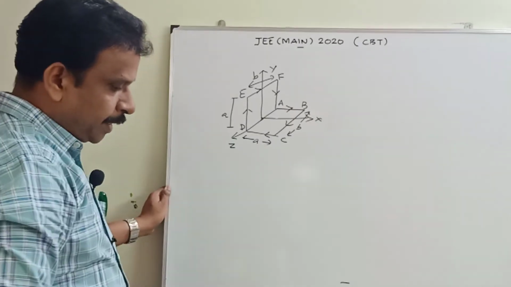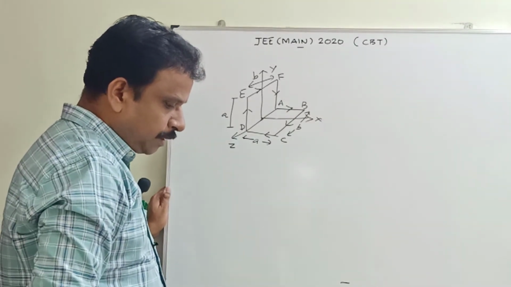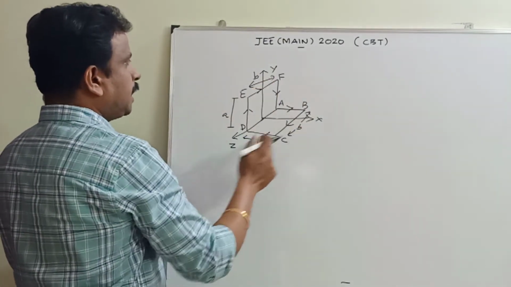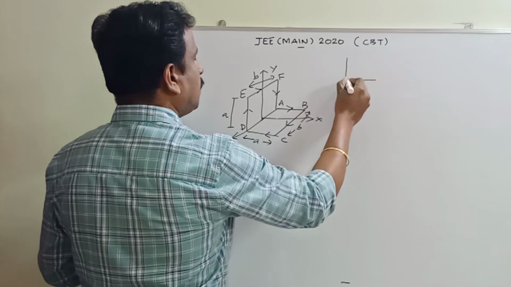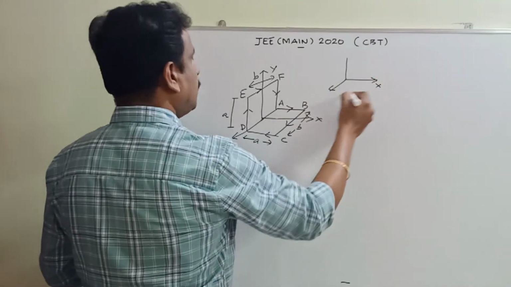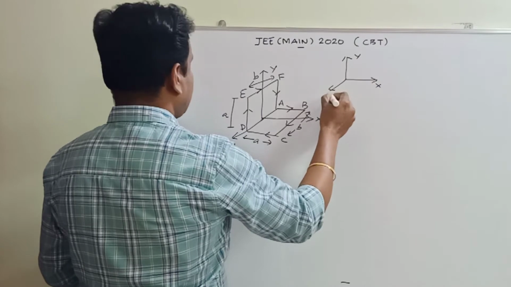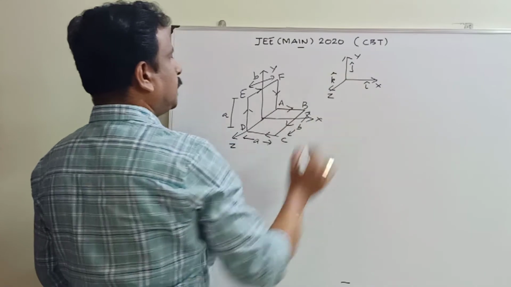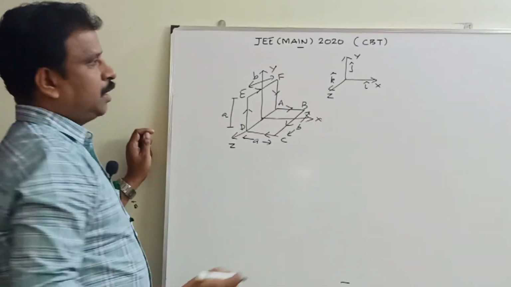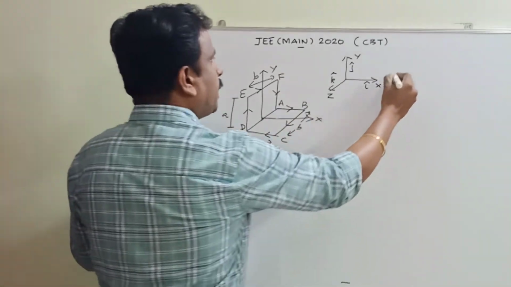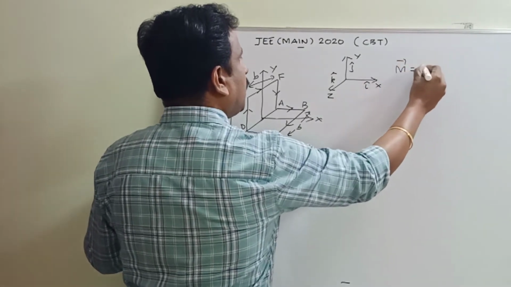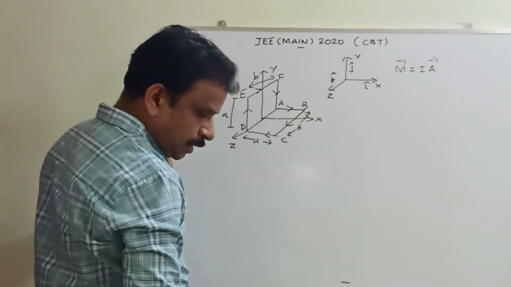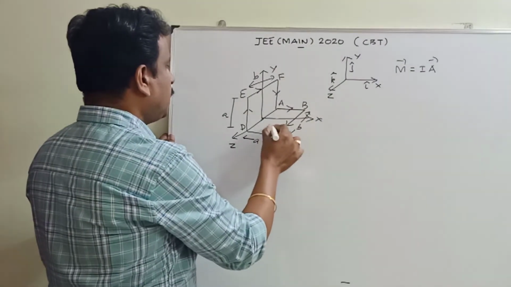Now we have to find out the magnetic moment of the loop. You have to draw the Cartesian coordinate system. This is the x axis, this one is the y axis, and this one is the z axis. Here i cap, here j cap, here k cap. How to find the magnetic moment? You know very well, magnetic moment vector is equal to I into A vector, current into area vector. Here the current flows like this. This is the value of current I.